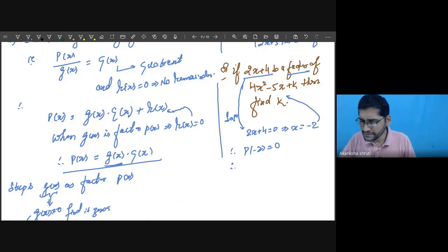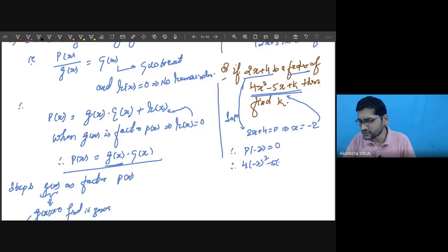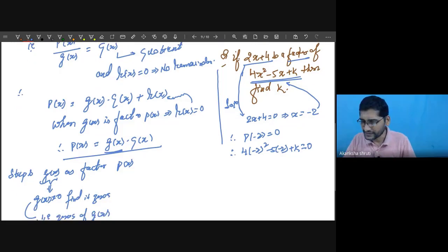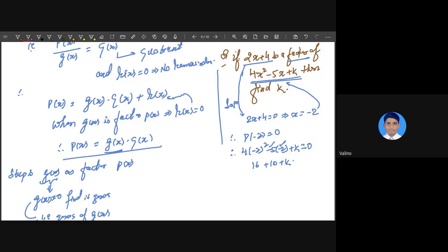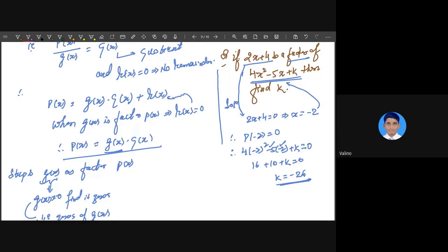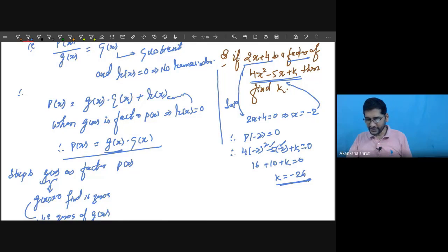Therefore, what is this p(x)? This is our p(x). The bigger or higher degree expression is always our p(x). So students, 4 into minus 2 square minus 5 into minus 2 plus k is equal to 0. So you have to keep the k, you can calculate the k. Minus 2 square is 4, 4 fours are 16, but this minus 5 and minus 2 gives plus 10, plus k is equal to 0. From here, 10 plus 16 is 26. That will go on the opposite side. So k is equal to minus 26. Very good.